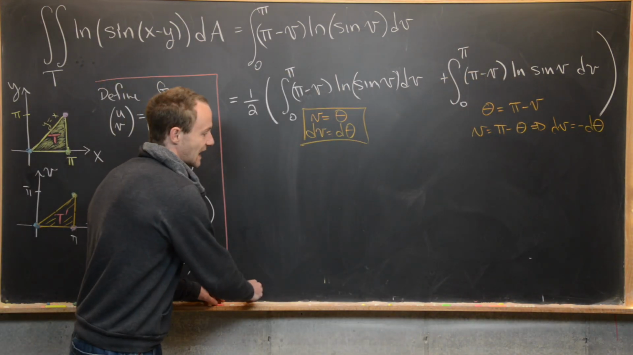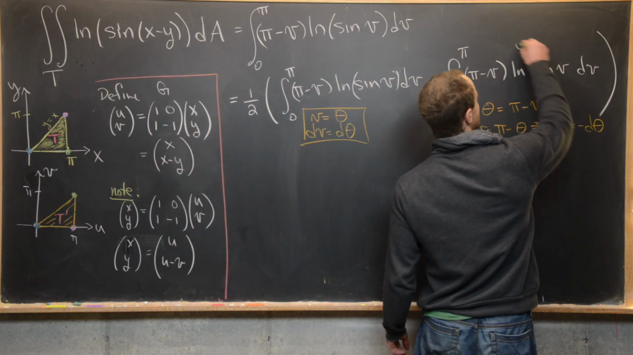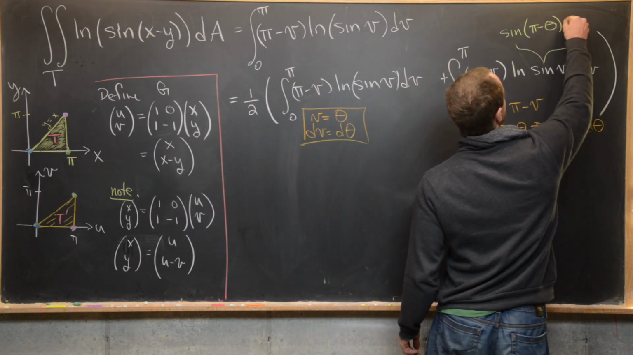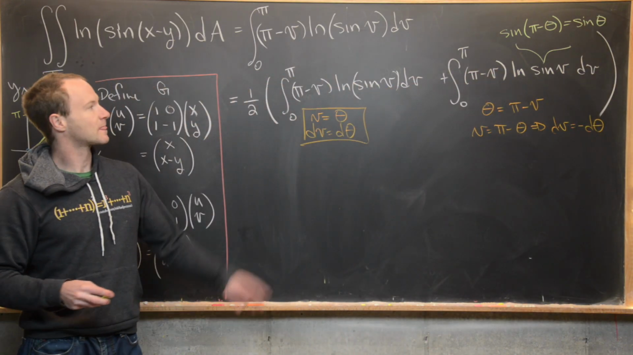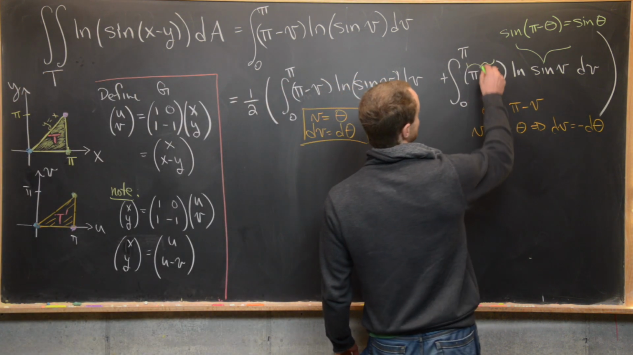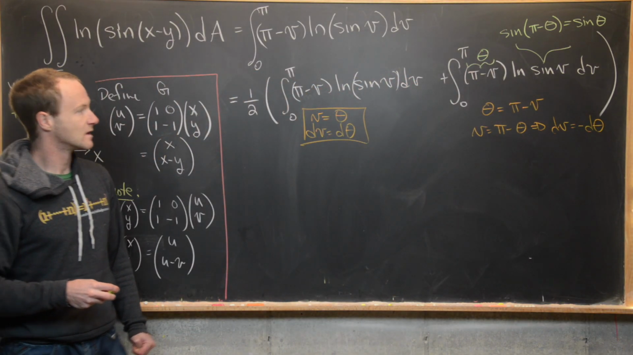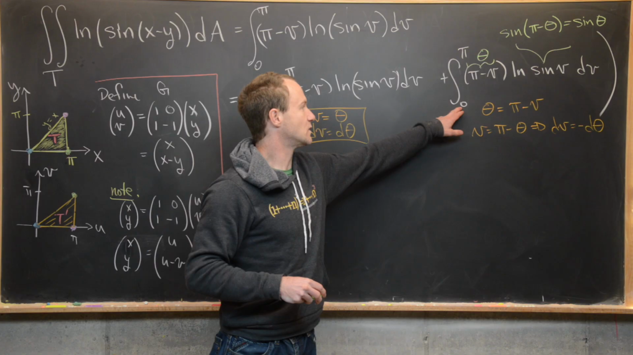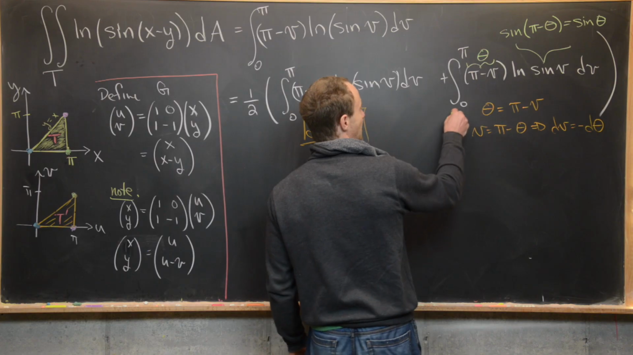But then something else happens here under this change of variables, because we'll have this object right here, which is sine of pi minus theta, but you can check that sine of pi minus theta is the same thing as sine of theta. So that's how that changes. Then this guy right here changes just to theta. So that kind of motivated our whole change of variables there. But let's see what happens to the bounds of integration. So if v equals 0, then that's going to make theta equal to pi.